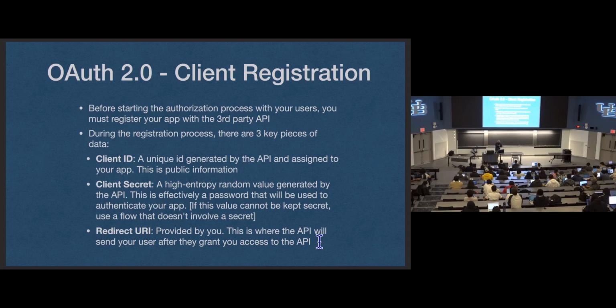In general purposes for your development, this is any URL that the API is going to send your users to after they allow you to access the API on their behalf. This is where the API is going to send your user. And it must be a full URL, so we specify protocol, host, port, path. Everything has to be in there.